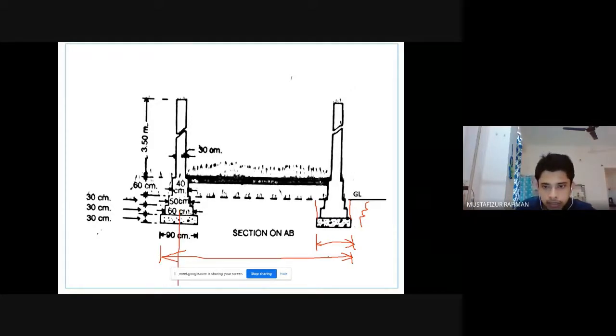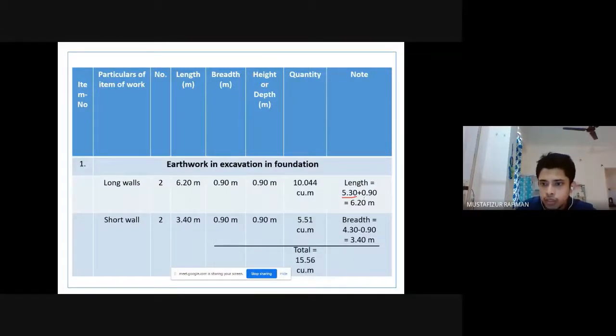Now the center to center is 5.3 meter, and this is 90 centimeter thickness. So this portion will be 90 centimeter by 2. That is what we are doing here. For one side, 0.9 meter by 2, and for the other side, 0.9 meter by 2. So the length becomes 5.3 meter plus 0.9 meter. Done. So we get the length in the longer side from outside to outside. Breadth is 0.9 meter and height is also 0.9 meter.